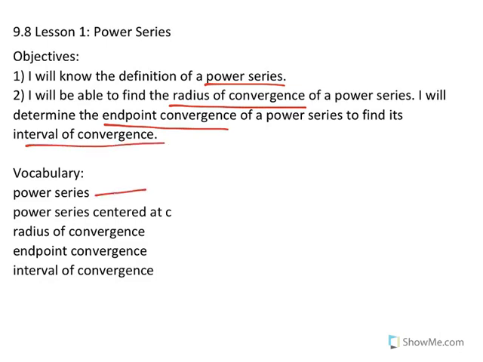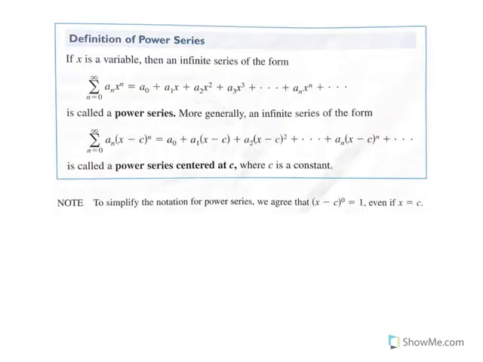So vocabulary for today: power series centered at c. What do we mean by the radius of convergence, endpoint convergence, and interval of convergence? We've actually worked with power series. We looked at an example when we did section 9.6 lesson 3. Today we'll look at the definition of a power series, and we did define it when we were doing 9.6 lesson 3. Today we're just going to look at the definition as it is presented in the textbook.